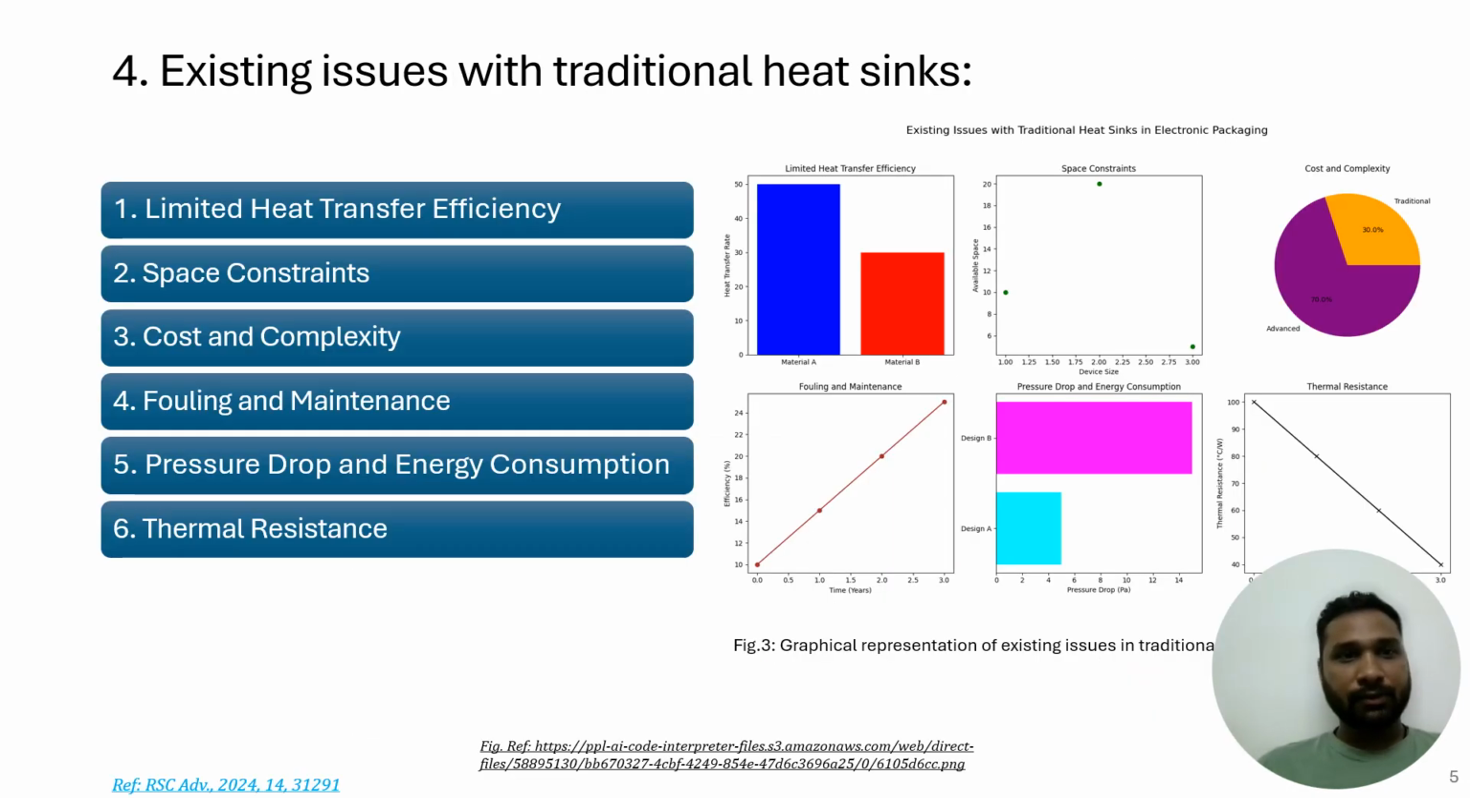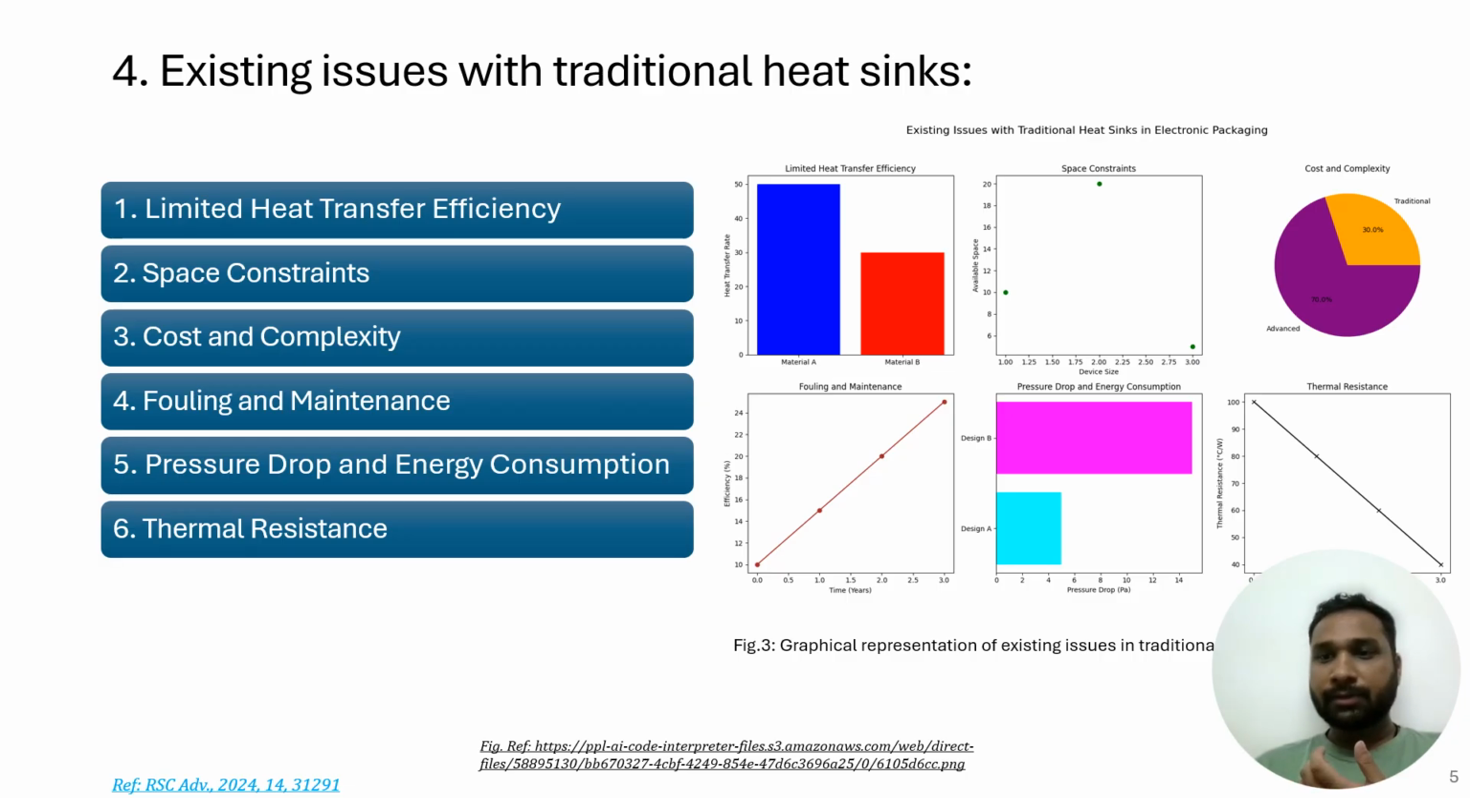Following are some existing issues with traditional heat sinks: limited heat transfer efficiency, space constraint, cost and complexity, fouling and maintenance, pressure drop and energy consumption, and thermal resistance. Coming to limited heat transfer efficiency, traditional sinks often rely on simple fin designs, which can be inefficient for high power electronics. So the heat transfer rate is limited by the surface area and the thermal conductivity of the material.